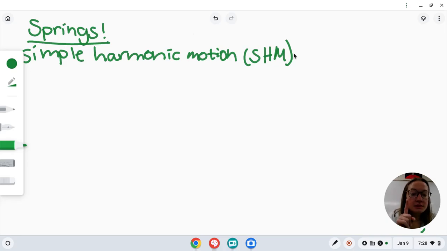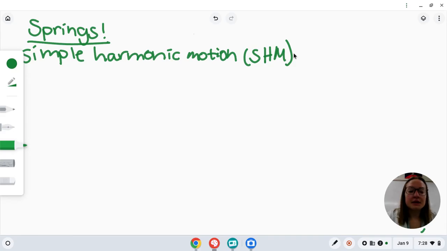So, pendulums exhibit simple harmonic motion, and springs exhibit simple harmonic motion. If you didn't write down the definition of simple harmonic motion, I would do that now. Simple harmonic motion describes any motion that is a back and forth kind of motion, or any motion that is oscillating. Any motion that is oscillating, any motion that is back and forth, that's simple harmonic motion. If you need to, pause the video, make sure that you write down the definition.